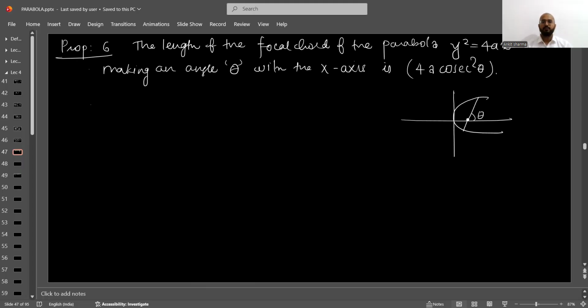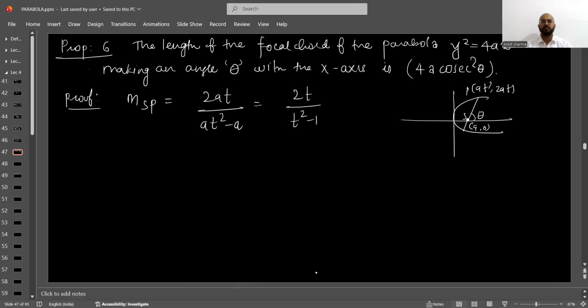So let's see how we do it. We'll find out the length of the focal chord. For this, we'll just take a point here. This point I know is (a, 0), and this point I'll be taking as (at², 2at). Say this is S and this is B. So we can write down the slope of SB, which is basically 2at over at² minus a. So a gets cancelled, and you get 2t over t² minus 1.